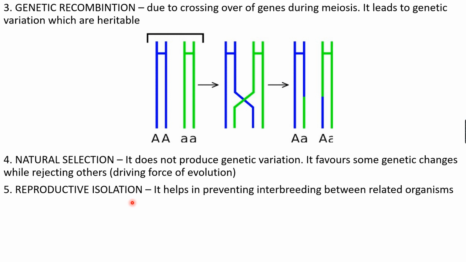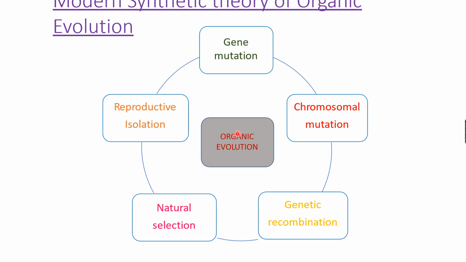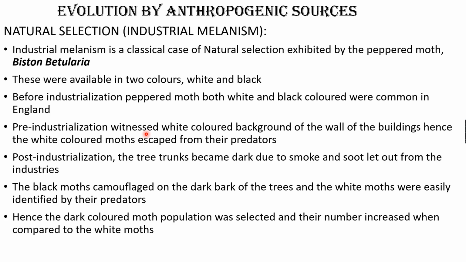So we have studied five different basic factors in the modern synthetic theory: gene mutation, chromosomal mutation, genetic recombination, natural selection, and reproductive isolation. So same thing, organic evolution is based on five different factors: gene mutation, chromosomal mutation, genetic recombination, natural selection, and reproductive isolation, isn't it?